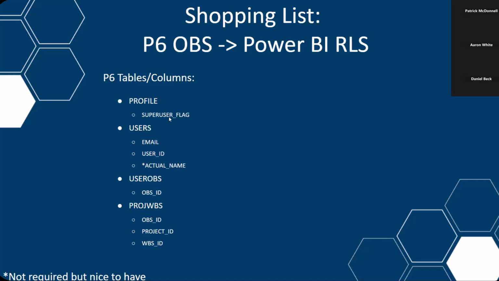So for profile, we need the super user flag. This is basically an admin flag. For users, you're going to need that email. This is going to allow you to match with Power BI's user principal ID and identify the user who's using Power BI service. You have your user ID and actual name, not really necessary, but it helps you identify who has access to what when you're setting up the row level security. And then last, we have user OBS, which connects the user ID with the OBS IDs that are assigned to them. So those are the four.